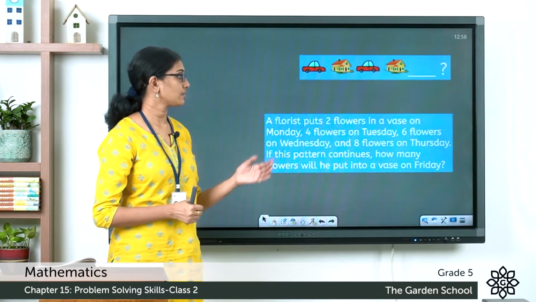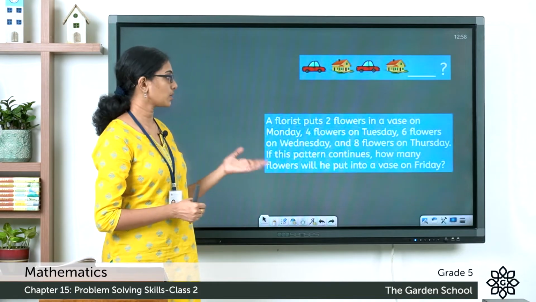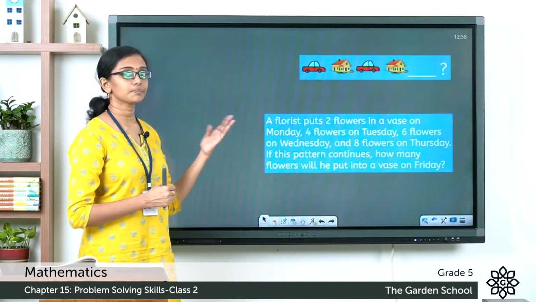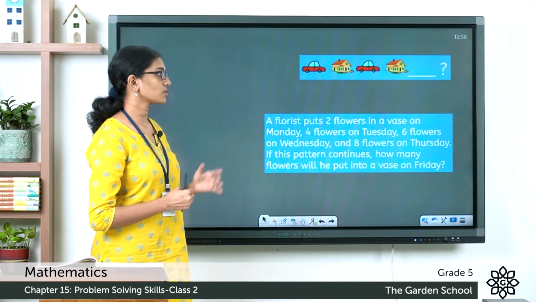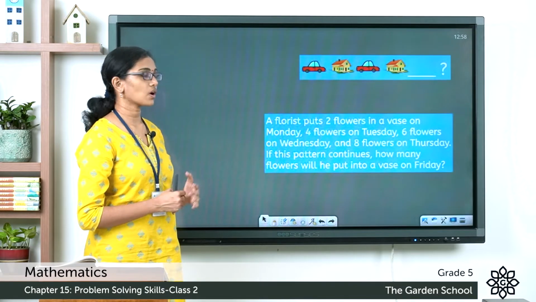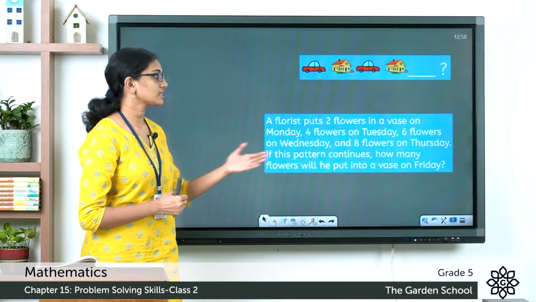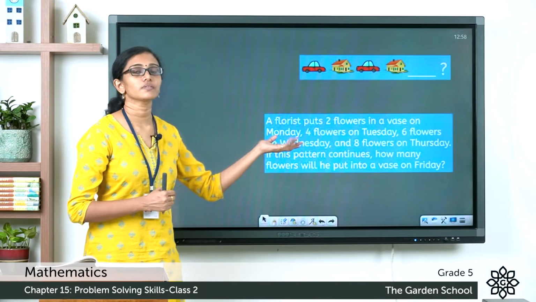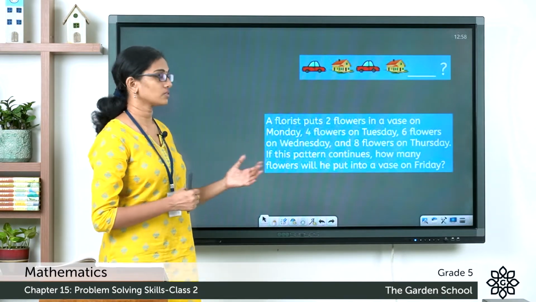What if we don't have such inputs? Look at this word problem given here. A florist puts 2 flowers in a vase on Monday, 4 flowers on Tuesday, 6 flowers on Wednesday, and 8 flowers on Thursday. If this pattern continues, how many flowers will he put into a vase on Friday? So how do we find the solution?